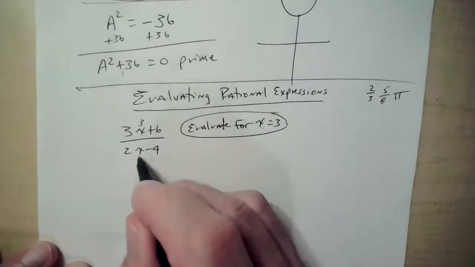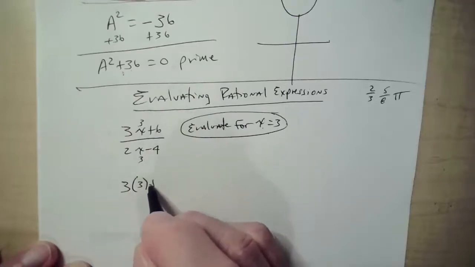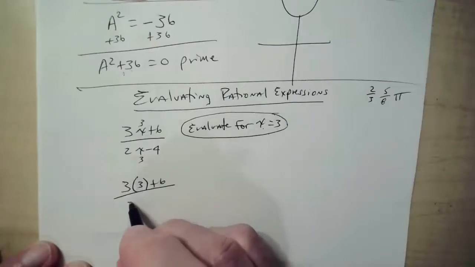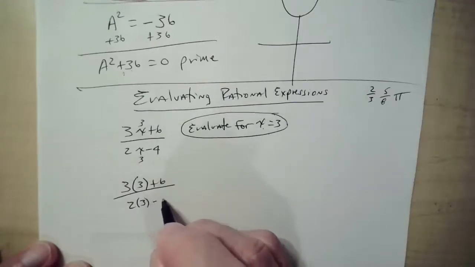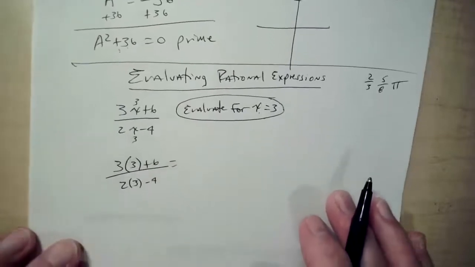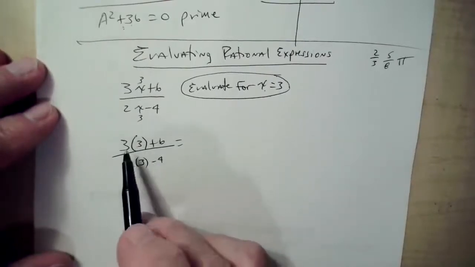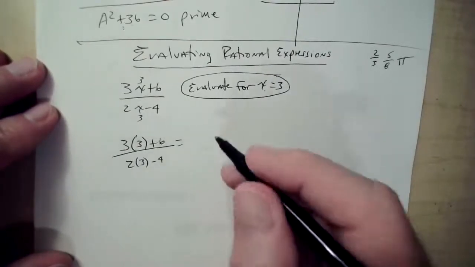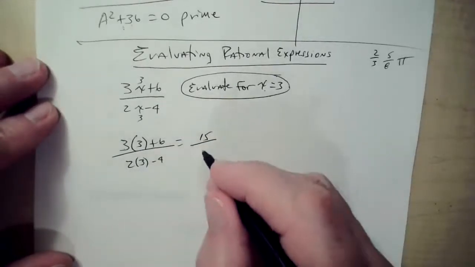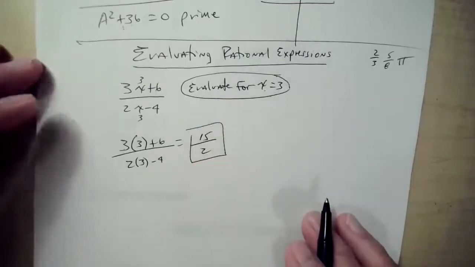First, we're going to do the arithmetic. So wherever there's an x, we're going to plug in 3. So we have 3 times 3 plus 6 over 2 times 3 minus 4. So that now we just do order of operations. Now remember, the fraction bar kind of acts like parentheses. The numerator and denominator are in parentheses. So we have 9 and 6 is, what is it, 15, over 6 minus 4 is 2. Can this be reduced? No.